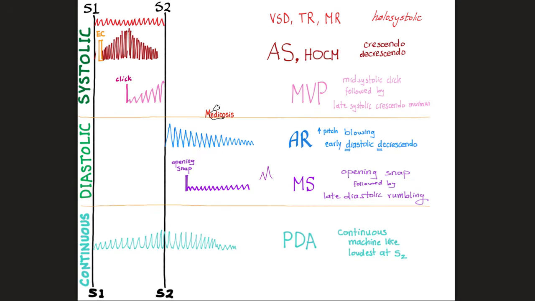The mitral stenosis is characterized by an opening snap that starts after S2, followed by a late diastolic rumbling murmur that gets louder and louder, and it ends with pre-systolic accentuation until it culminates with a very loud S1. As for the patent ductus arteriosus, because your ductus arteriosus is patent during systole and during diastole, it's a continuous machine-like murmur. It is louder during systole compared to diastole. It becomes the loudest around the S2 heart sound.